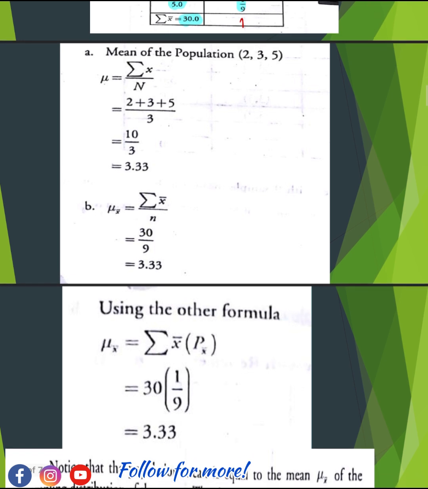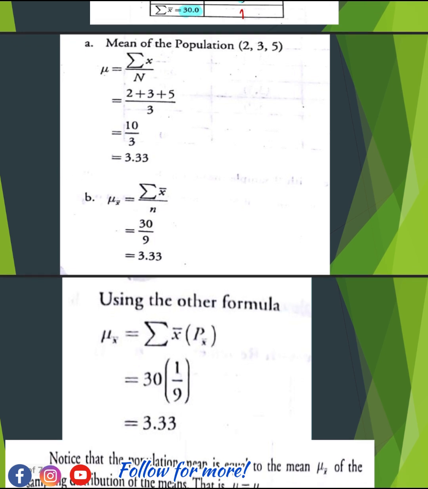Now, let's define the mean of the population. To get the mean of the population 2, 3, and 5, just use this formula. Mean is equal to the summation of x over n. As you can see, the values of x are 2, 3, and 5. So to get the mean, just add 2 plus 3 plus 5 and then divide it by 3 because there are 3 values. Okay? And that is now 10 over 3, or 3.33.